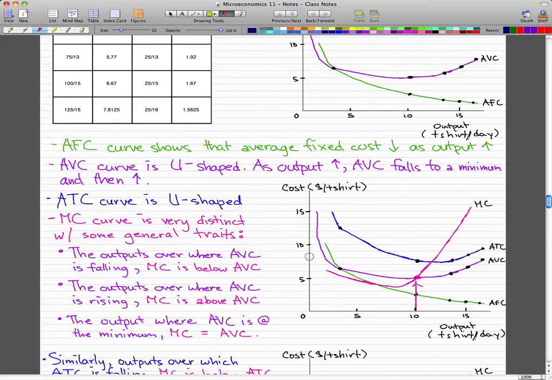So this is how I actually remembered it when I was doing microeconomics. When AVC falls, then marginal cost is below AVC. When AVC rises, marginal cost is above AVC. When AVC is at the minimum point, I know that marginal cost is equal to AVC.